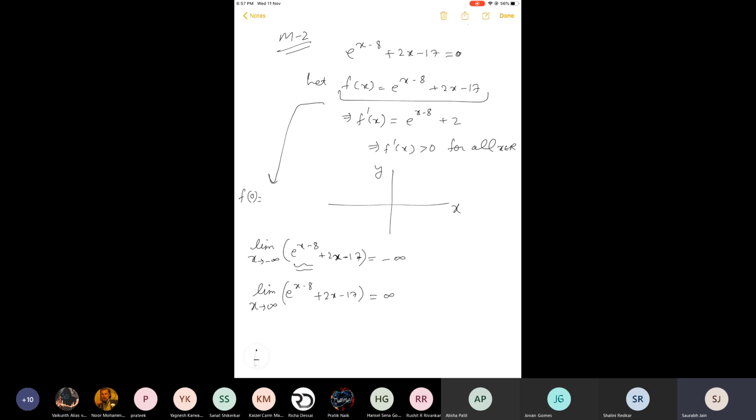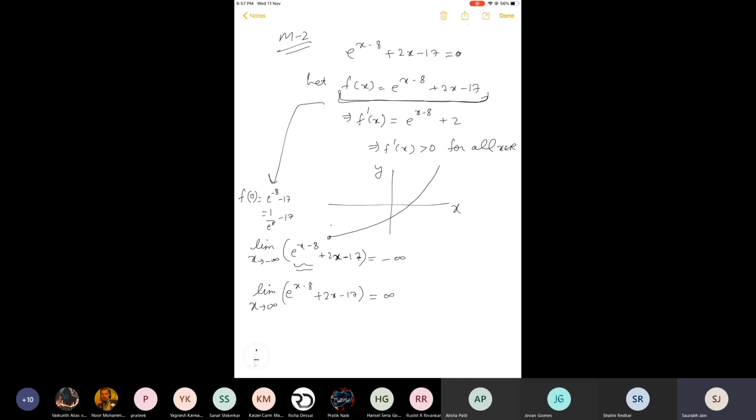So when you put x equal to 0, you will get e to the power minus 8 minus 17, a negative number. Do not find its exact value, that will not be possible, but you get an idea that it is a negative value. Based on this information, which is here on the page, you will be able to draw the graph very easily. This is the graph.